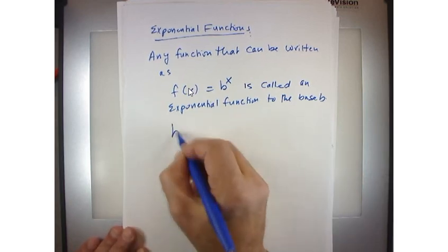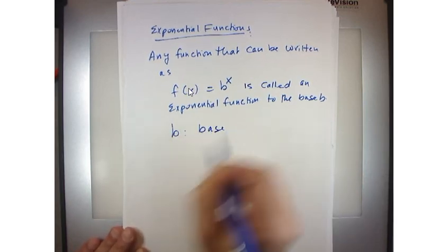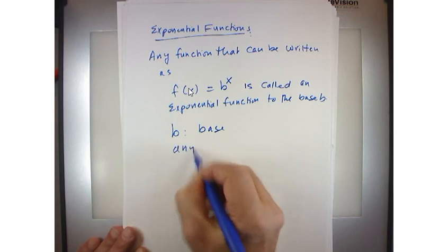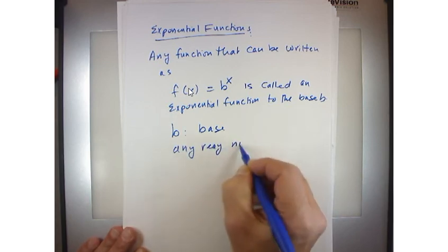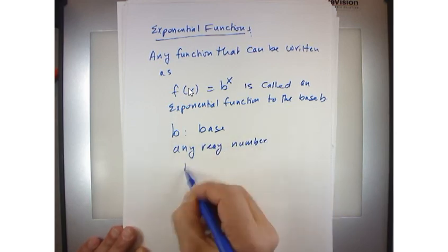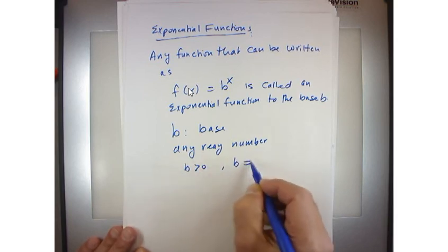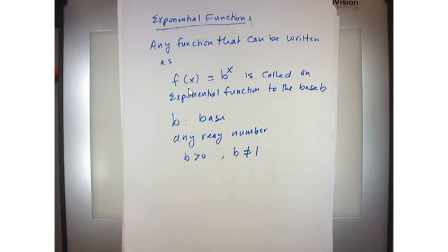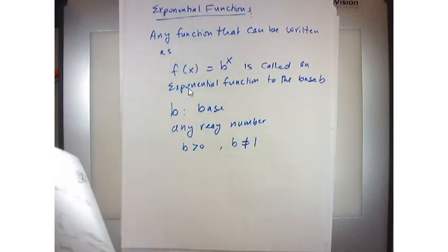The base has to be any real number, but it has to be greater than 0 and not 1. So you can't have a negative in the base, you can't have 0 in the base, you cannot have 1 in the base. And let's see why not.